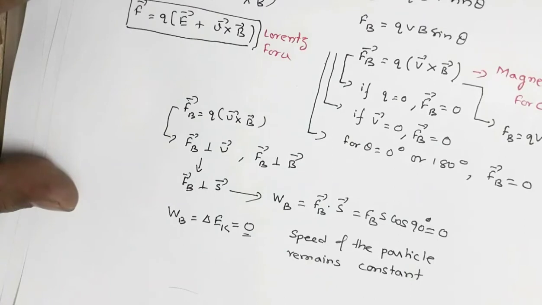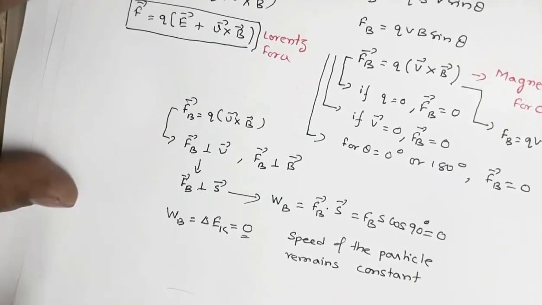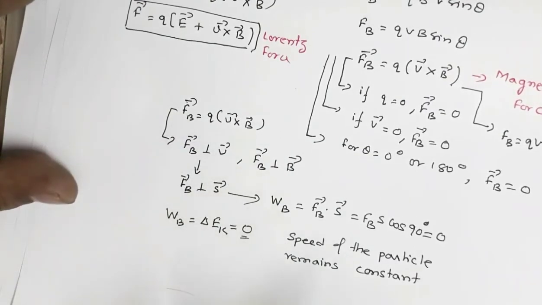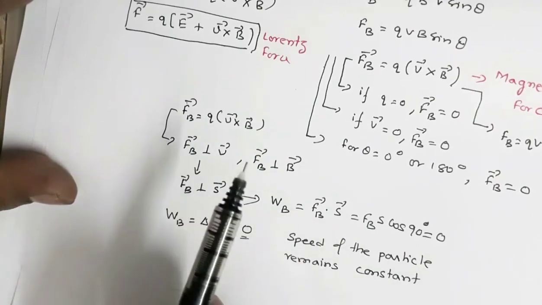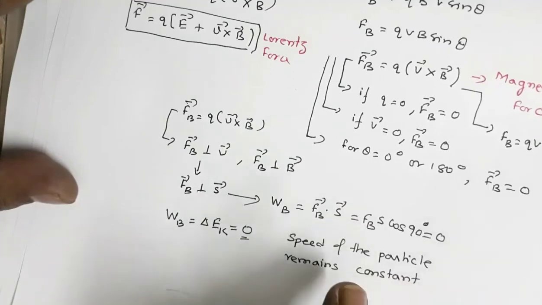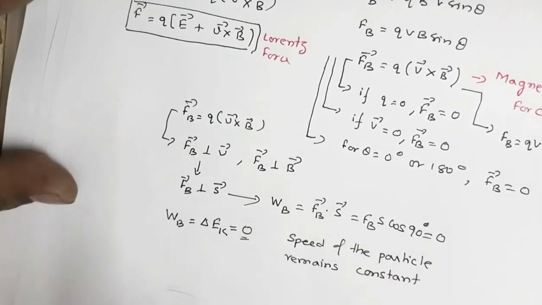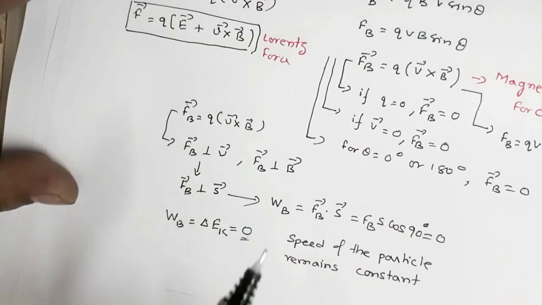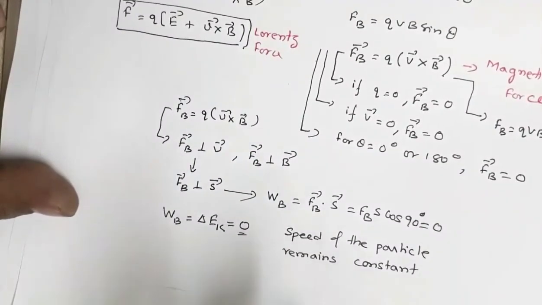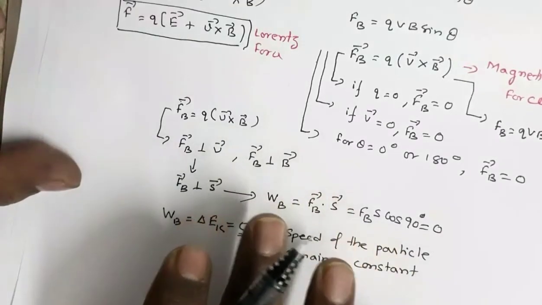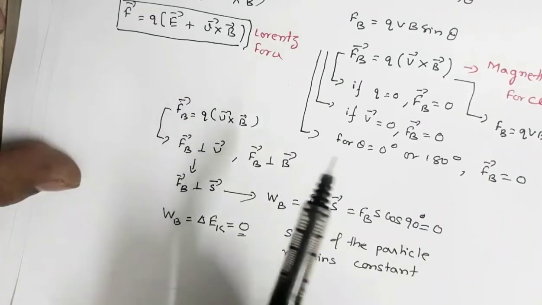Now you may ask, if there is a force acting and speed is constant, how is that possible? See, force does not cause changes in speed, force causes changes in velocity. Since speed is constant, the magnitude of velocity is constant, but magnetic Lorentz force will cause the charged particle to undergo a change in direction. How it changes the direction of the charged particle, I will discuss in the next video, but these are the basic things with regard to the magnetic Lorentz force.